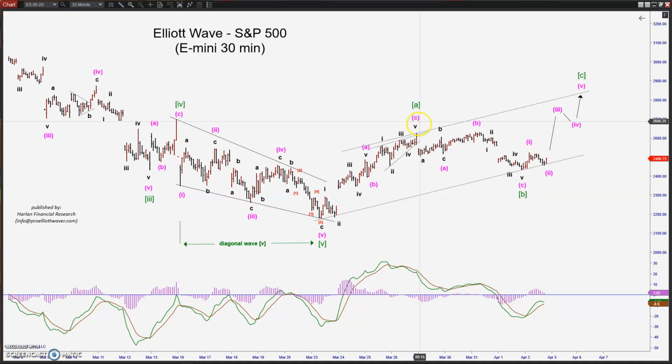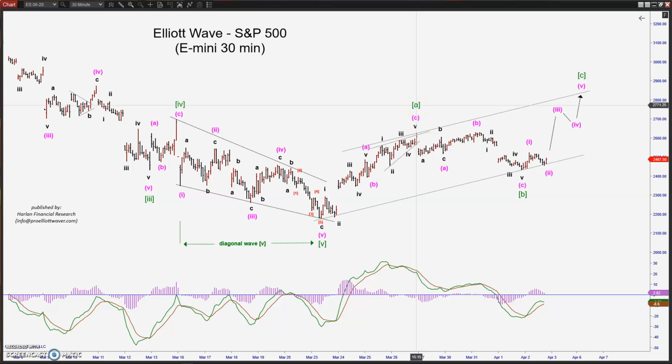Now for the bulls, you could label this as 1, 2, and 3. This would be 4, and this would be a much bigger diagonal 5th wave, with wave 1, 2, 3, 4, and all of this would be 5. That's not a very pretty diagonal though, so we're not counting it like that, at least not yet.